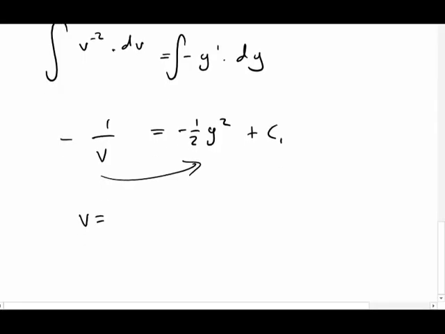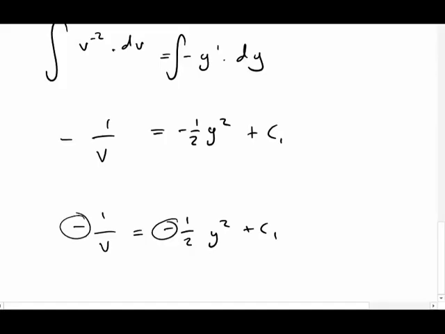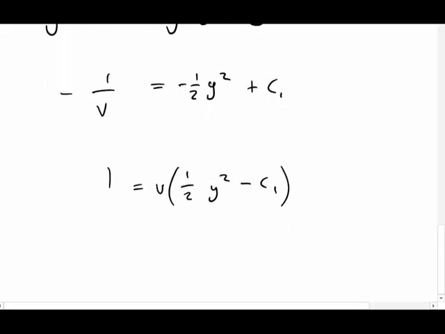Minus 1 over v is equal to minus a half y squared plus c1. First of all, let's get rid of this minus and this minus here, so let's multiply through by minus 1. This then becomes a minus. Then I'm going to multiply through by v. So if we multiply through by v, this is what we end up with. Then I want just v on its own, so let's divide by all of this. So we end up with v equals 1 over half y squared minus c1.